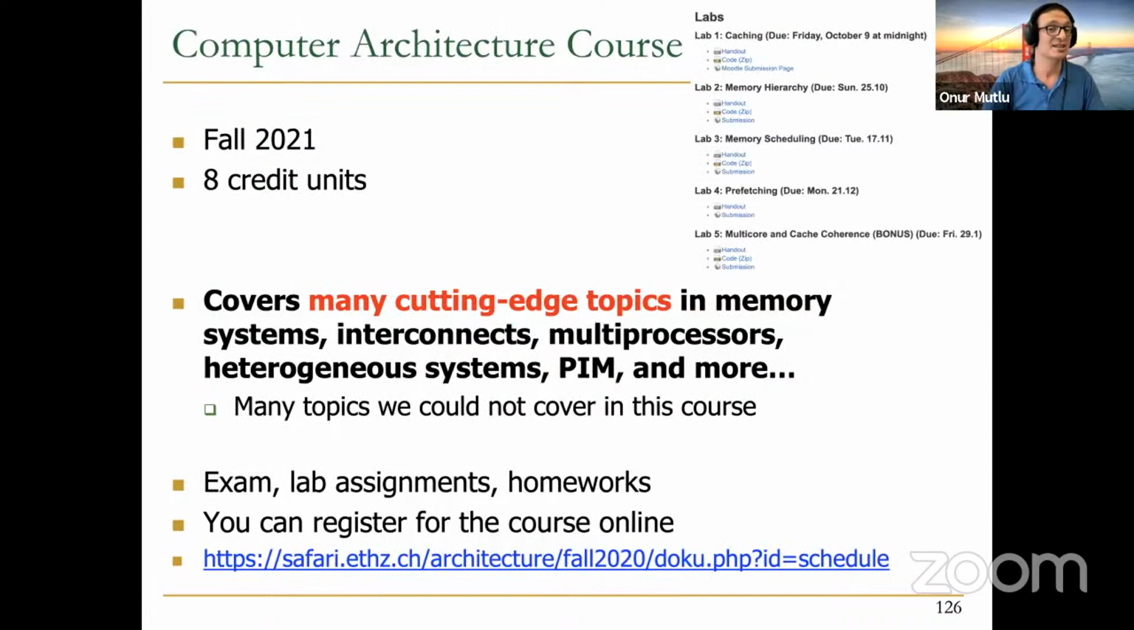And then there's a master's level computer architecture course. As I said, it covers many cutting edge topics in memory, interconnects, multiprocessors, heterogeneous systems, PIM, processing in memory, and more. Many topics we could not cover in this course. It consists of lab assignments, which is actually very important because it's about 50% of the grade, I think. We wanted to make it more hands-on and lab-oriented, with some homeworks and an exam. And you can also find more information. You can actually watch videos. A lot of the videos I recommended to you are coming from that course.